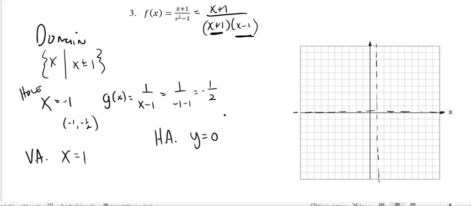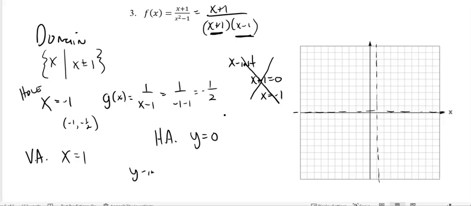How about an x-intercept? Let's see if this thing crosses the x-axis. Well, remember, I told you to set your numerator to 0 and solve, and I'd get negative 1. But we have to be careful because that's not in the domain. So there are no x-intercepts. It will not cross the x-axis.